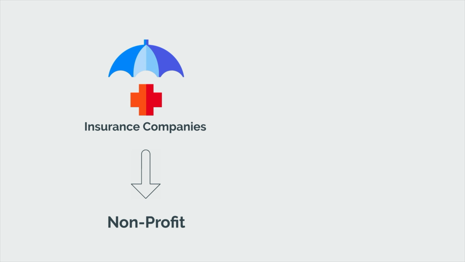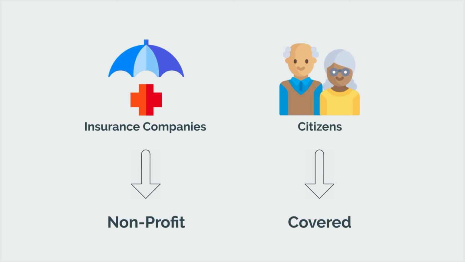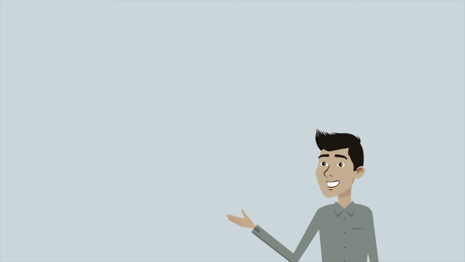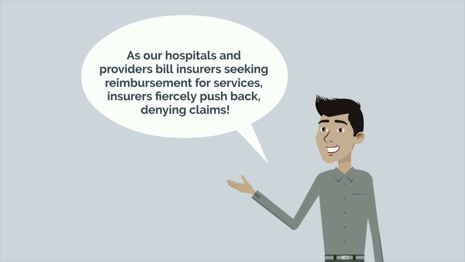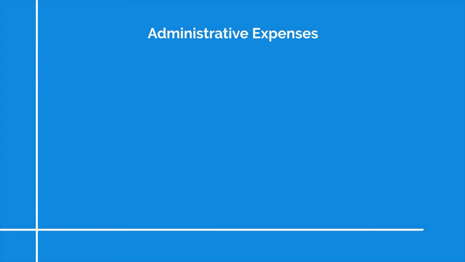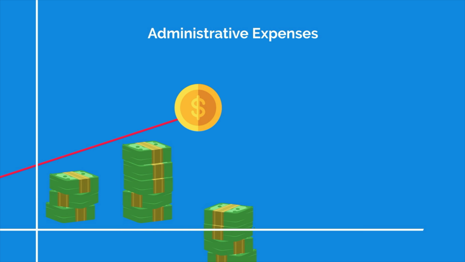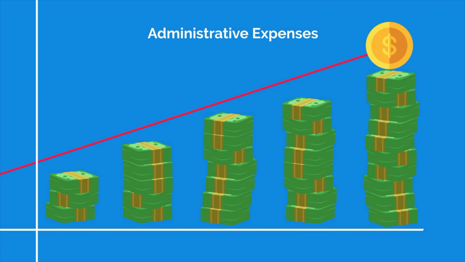Under the theoretical model, insurance companies are required to be non-profit, and every citizen is supposed to be covered. This is not the case in the United States, where our insurance companies have a history of marginalizing those with pre-existing conditions from being covered and are profit-driven. As our hospitals and providers bill insurers seeking reimbursement for services, insurers fiercely push back, denying claims. This insurer-provider battle drives billing-related administrative expenses soaring through the roof.